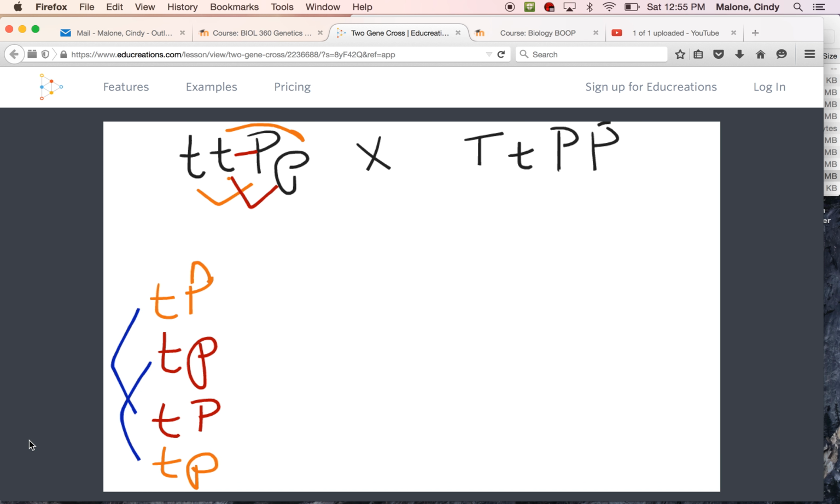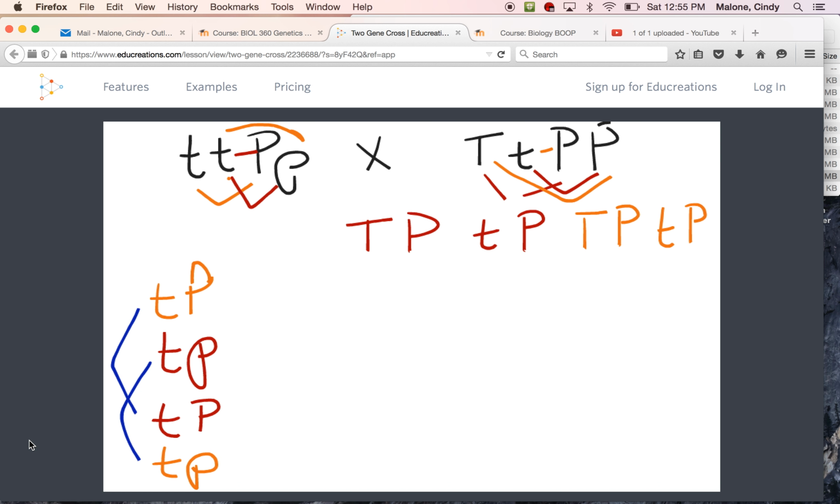This other parent can do big T, big P. We could also do little t, big P. And then he could do big T, big P, which seems familiar, and we could also do little t, big P, again somewhat familiar. This one is the same as that one, and this one is the same as that one. So these are all the possible gametes.